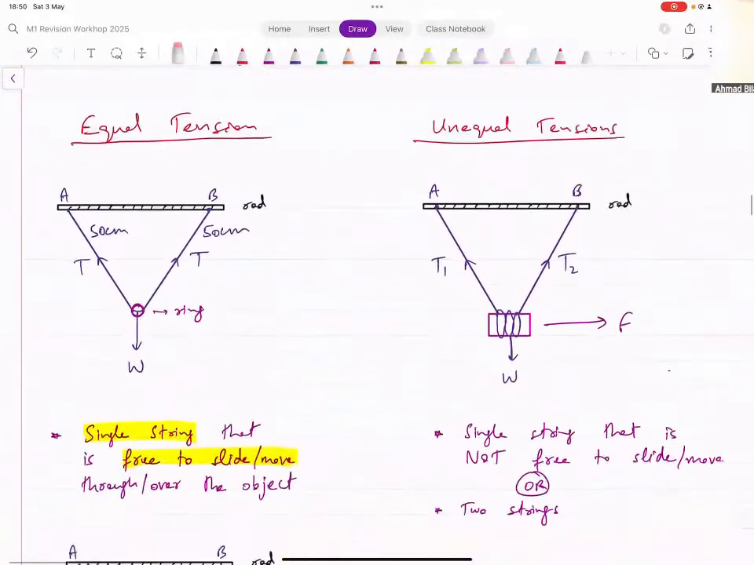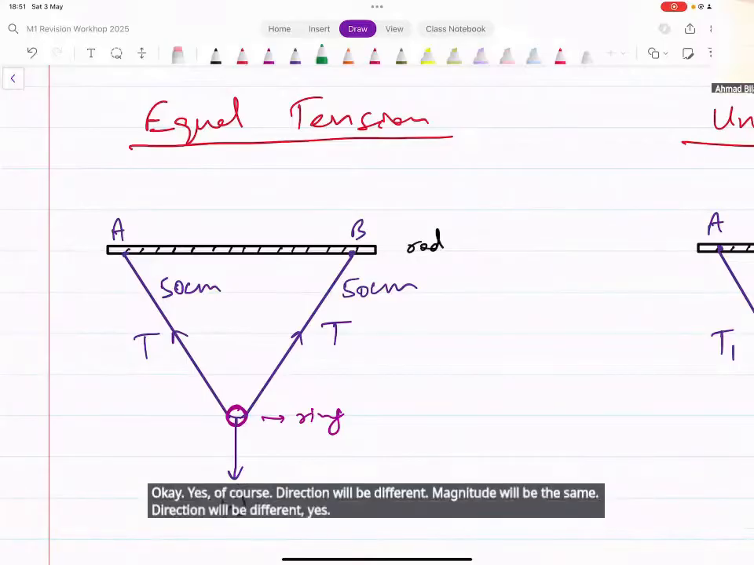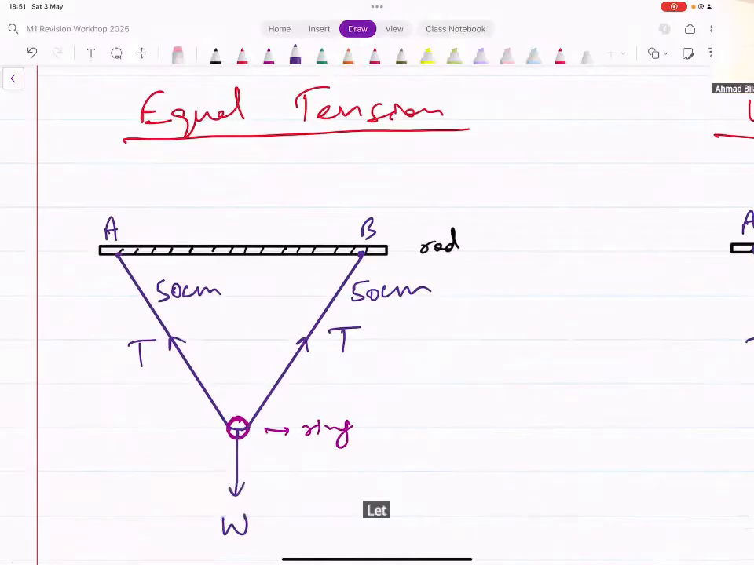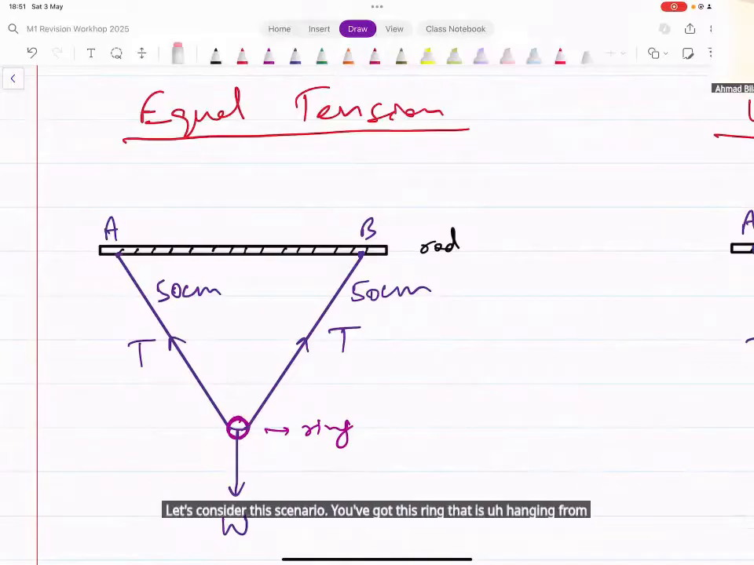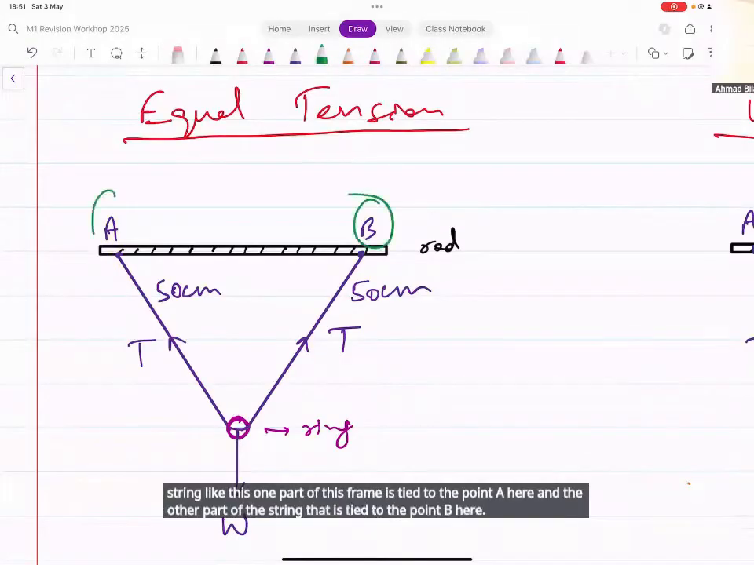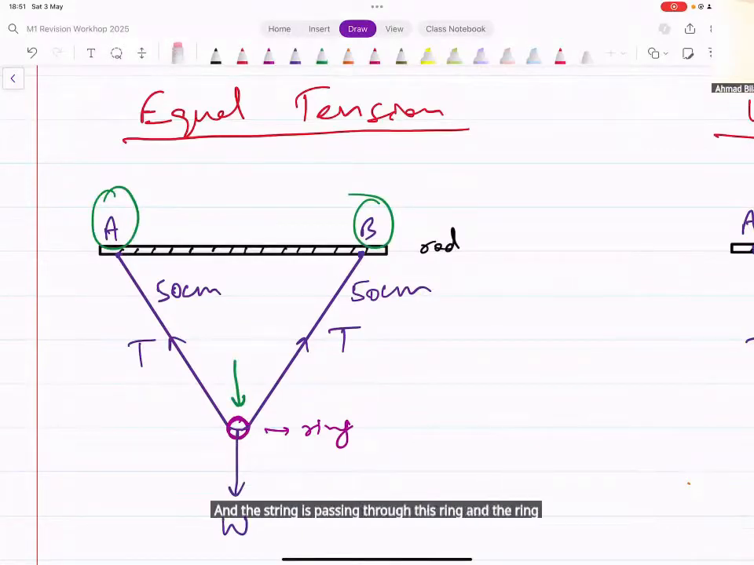Now, a lot of times you will have multiple strings. Yes, of course, direction will be different. Magnitude will be the same. Direction will be different. If you've got multiple strings like this, let's consider this scenario. You've got this ring hanging from a string like this, where one part of the string is tied to the point A here, and the other part of the string is tied to the point B here. The string is passing through this ring, and the ring is hanging like this.